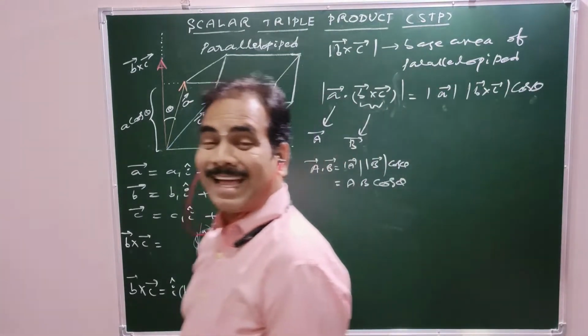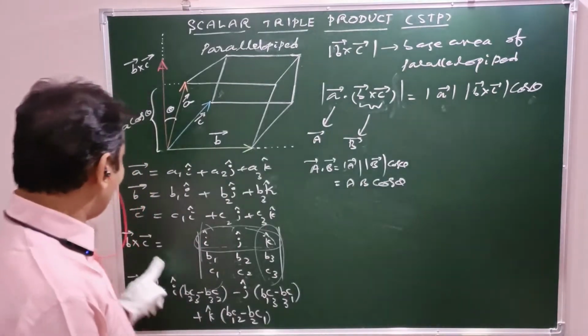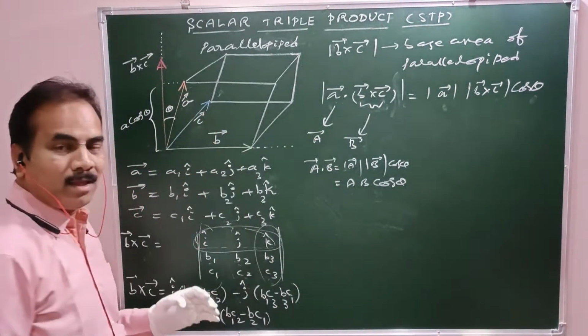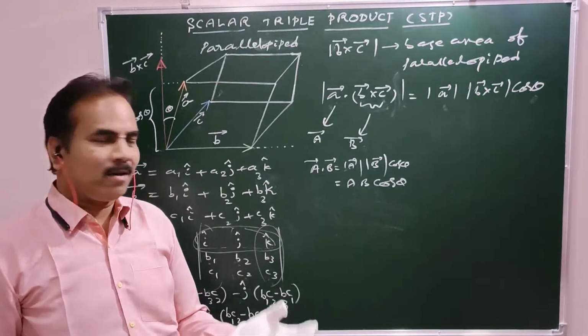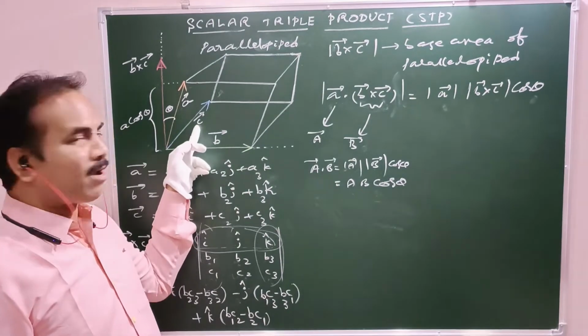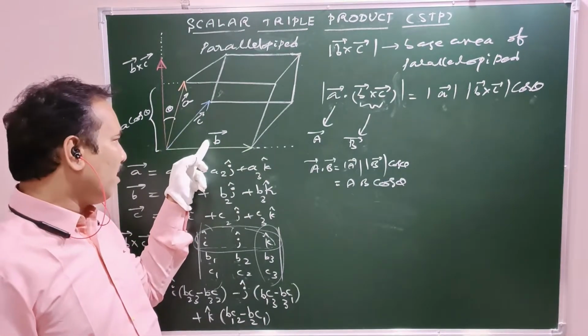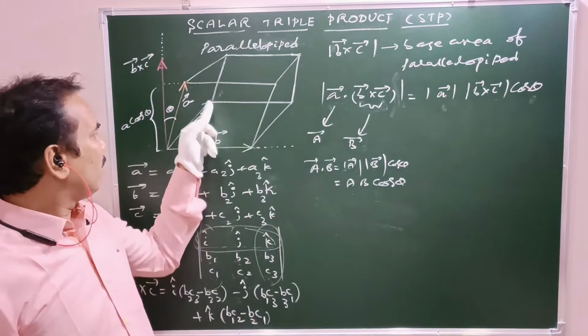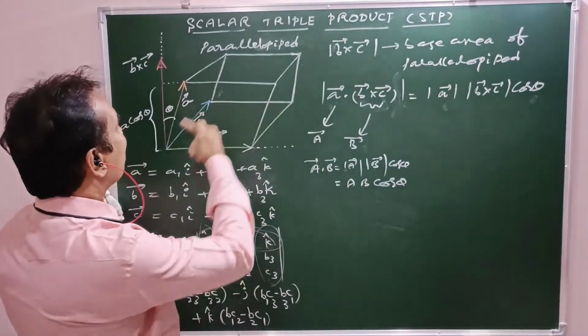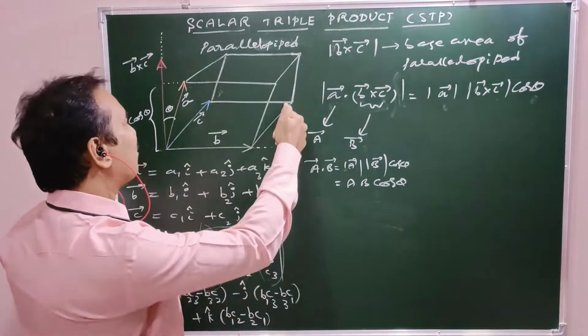Of course, what is the direction of B bar cross C bar here? B bar is along this way, C bar is along this way. As per the definition of cross product, the resultant of B bar cross C bar is always perpendicular to B bar, C bar and the plane of B bar and C bar. See, this is B bar, this is C bar, and this is the plane of B bar and C bar.